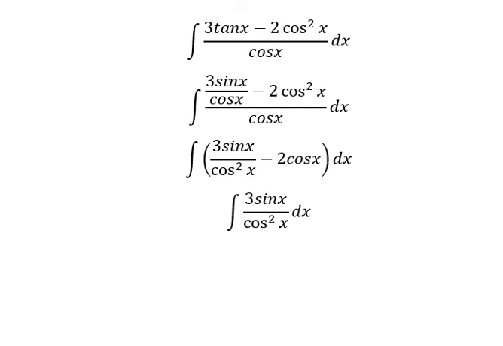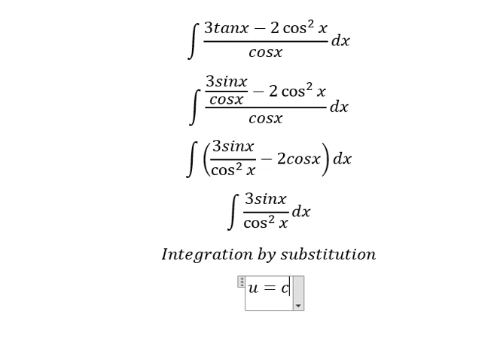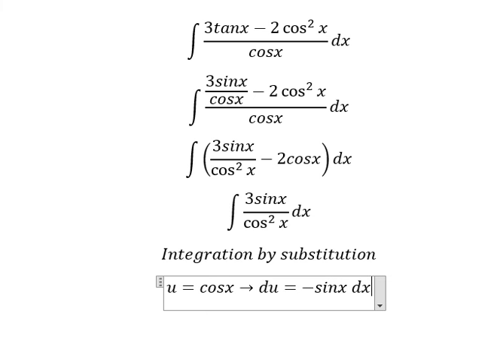So we need to use integration by substitution. I will put u equals cosine x. du, we got negative sin x dx, after we take the first derivative of cosine x. Next, I will move the negative to the left.